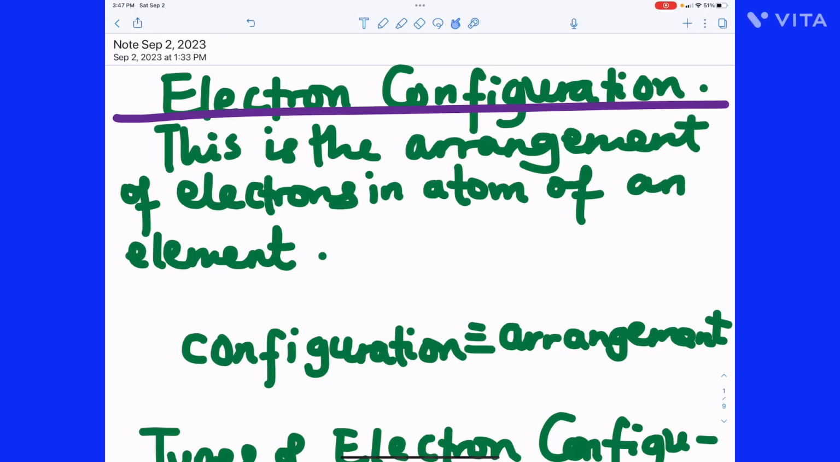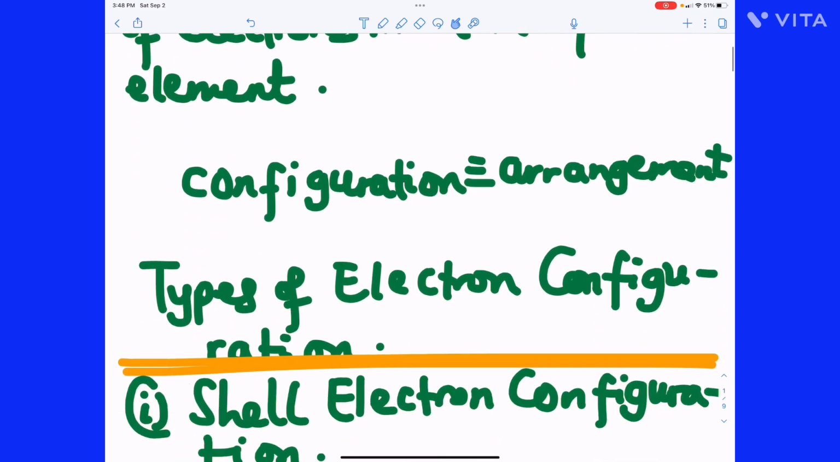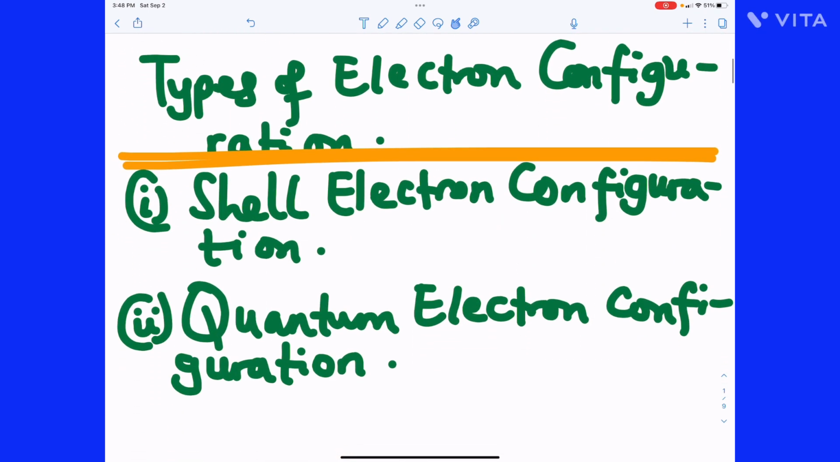Now, senior, let's continue from electron configuration. Now, electron configuration simply means the arrangement of electrons in atoms of elements. As you can see here, I've written here. Configuration simply means arrangement. Don't let the grammar scare you.